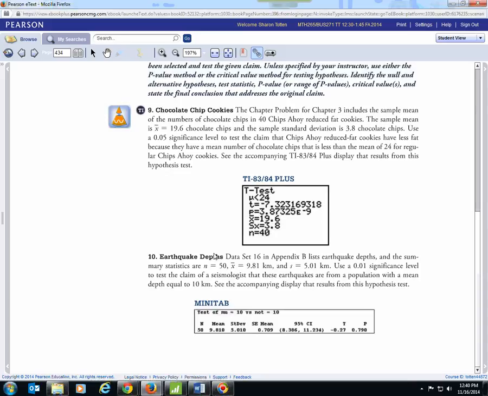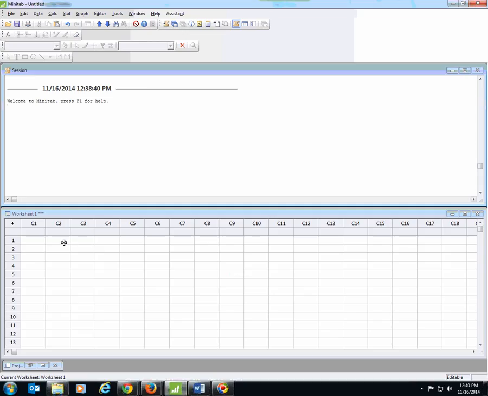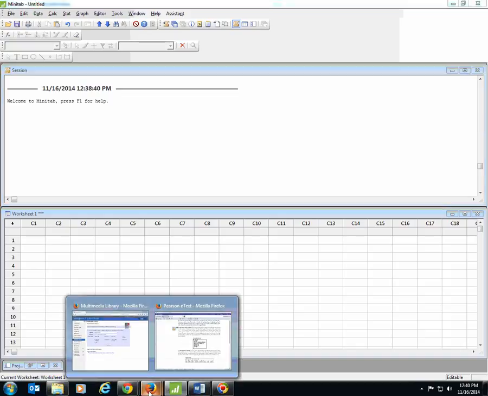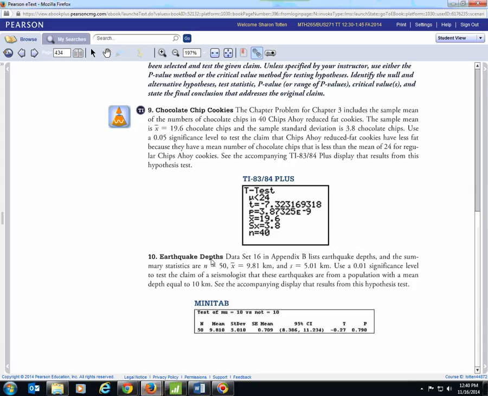So we're going to start today by looking at number 10. This is from 8.4, and this is on page 434 of your text. This is dealing with the depths of earthquakes. So we've got a data set in our Appendix B, and you could actually take all of that data, plug it into your Minitab worksheet. You can use all of the columns, plug all of those in, and then you could figure out your statistics, but they've actually already done that for you. So we're going to use our summarized data on this.